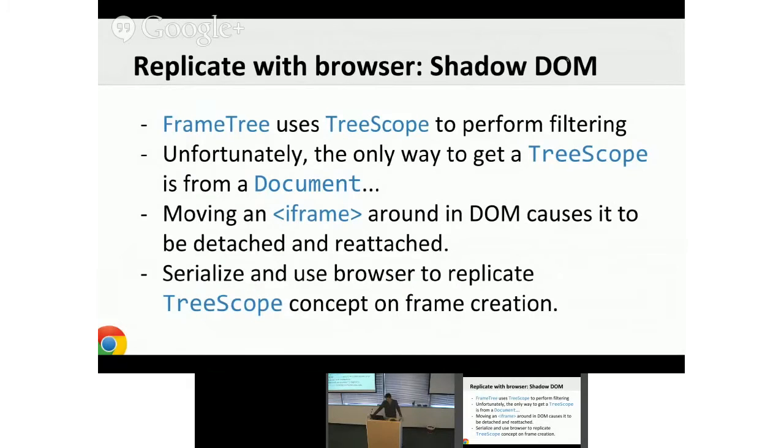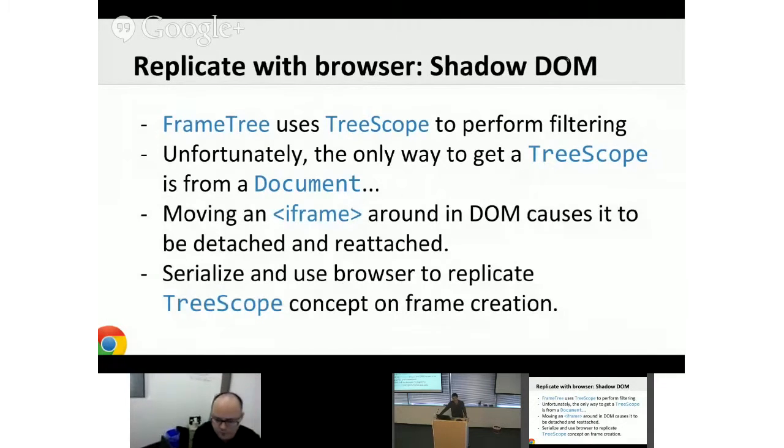And we use the browser to help replicate this tree scope ID on frame creation. Because you can't really move frames around in the DOM without this detach and reattach, it's okay to just do it on creation. We don't need the overhead of actually replicating it and keeping it updated in real time, because every time you move it, you're going to recreate the frame anyway. So that's just one simple example.